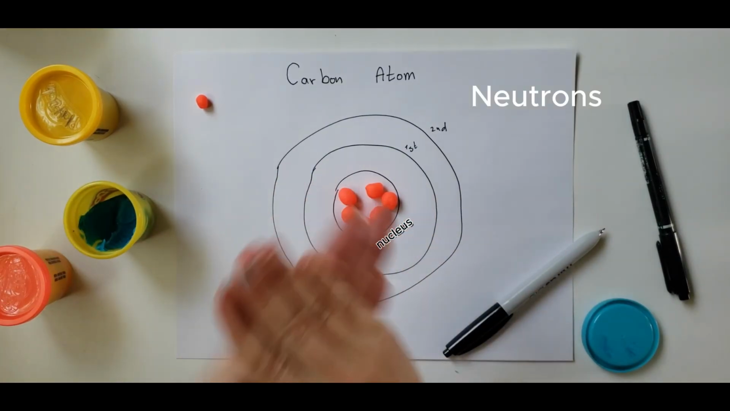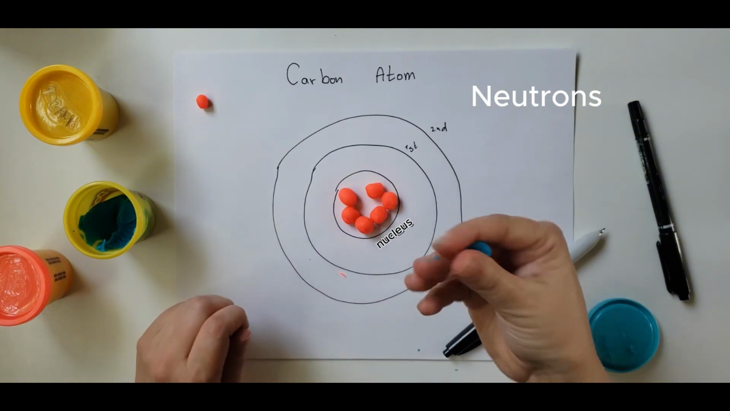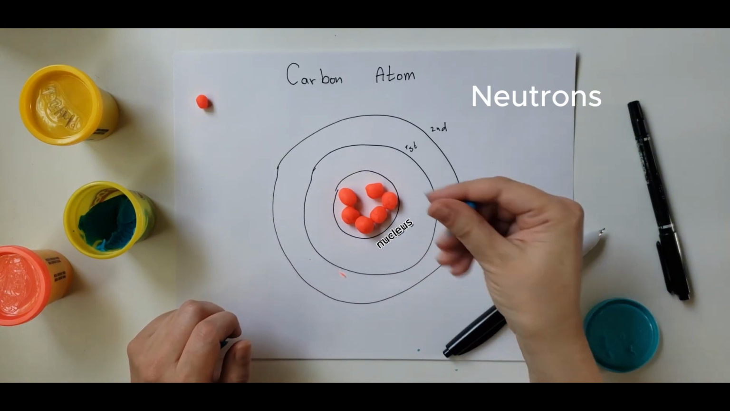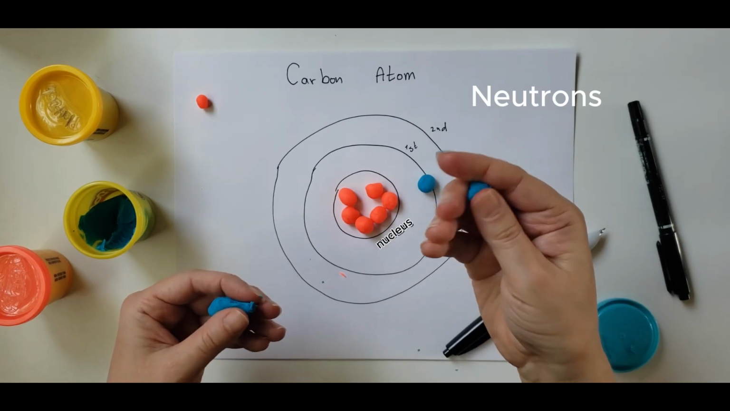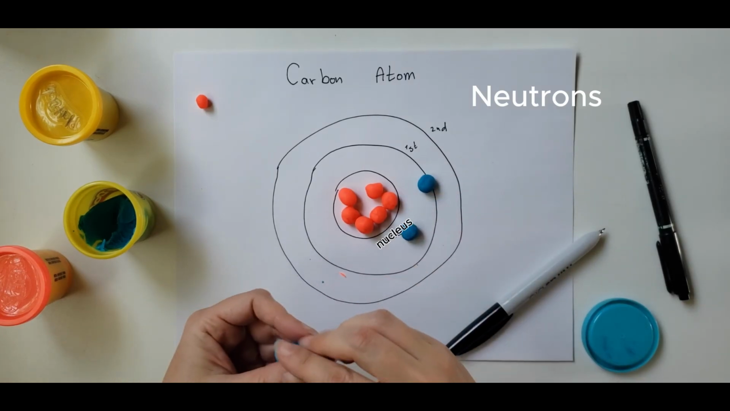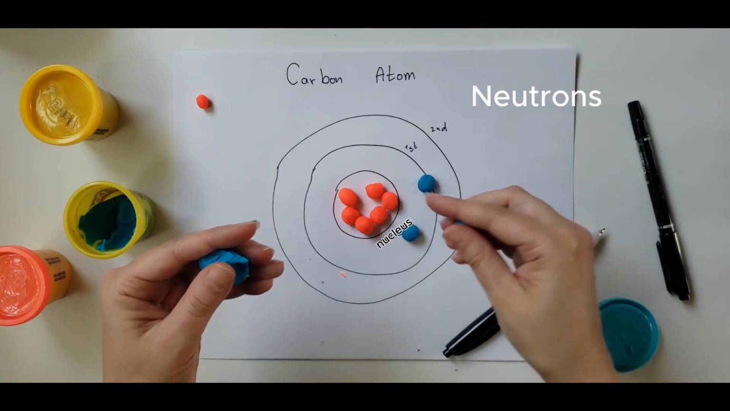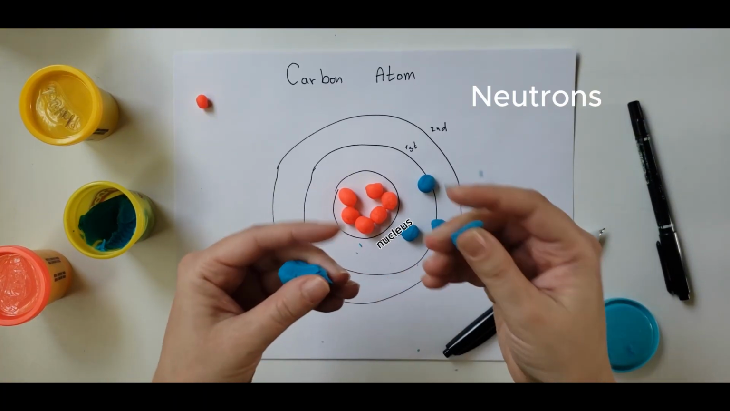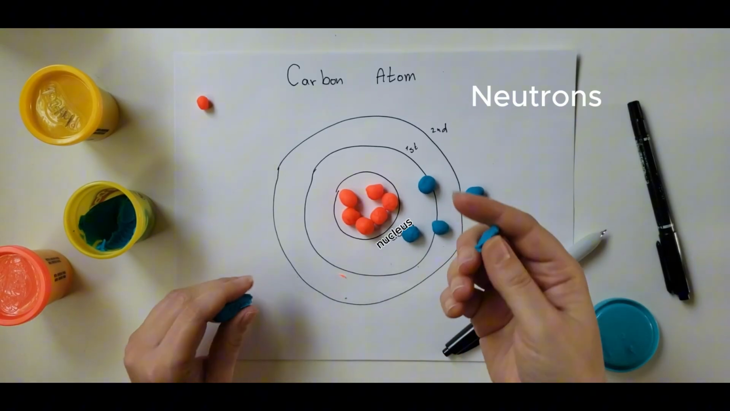Now, let's make our neutrons. I chose the color blue for neutrons. And I'm going to make 7 balls. 6 balls for the neutrons in the nucleus, and 1 more for our legend. The neutrons have no charge, and they act like the glue that holds the protons together inside the nucleus.